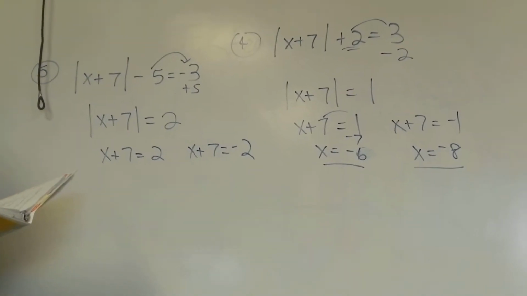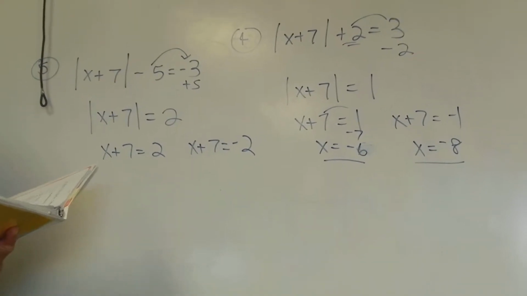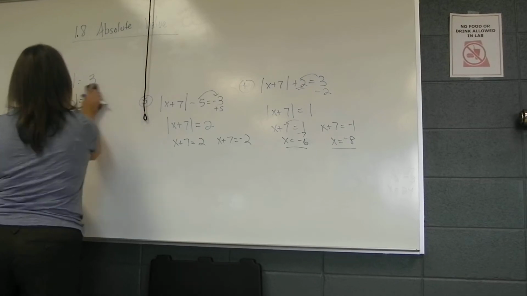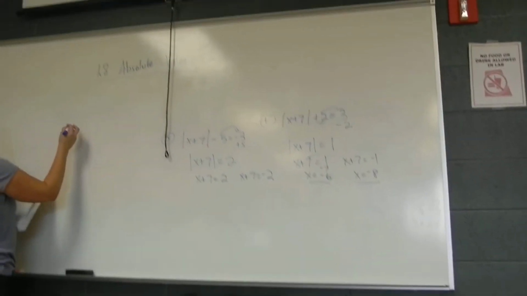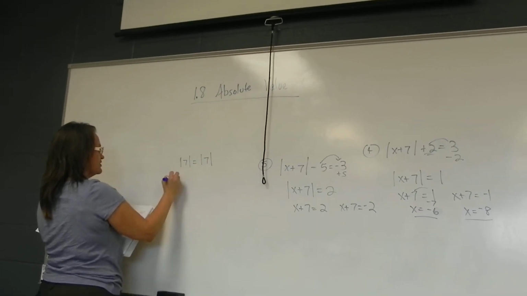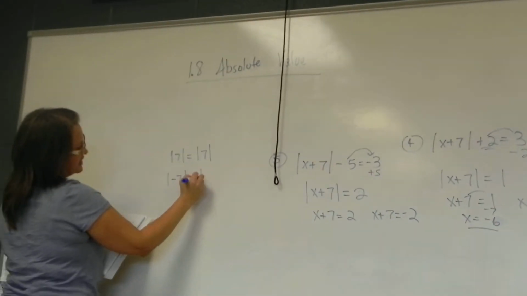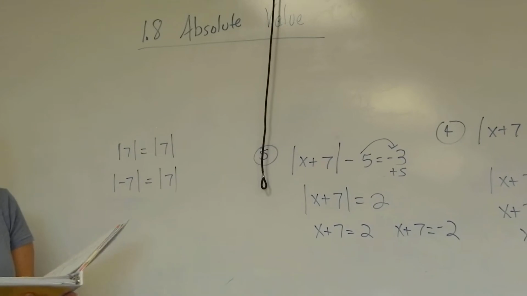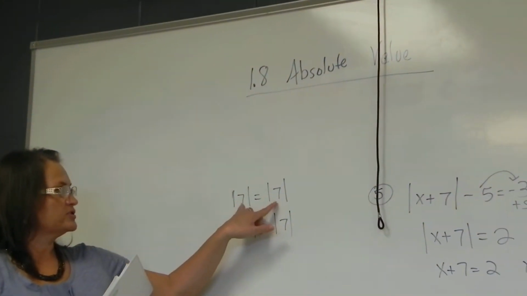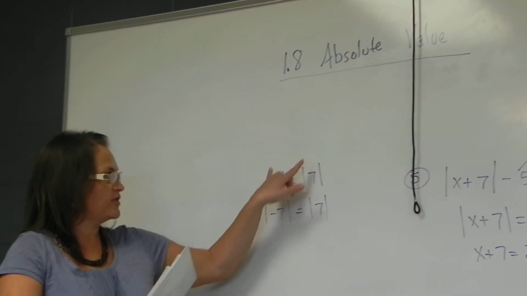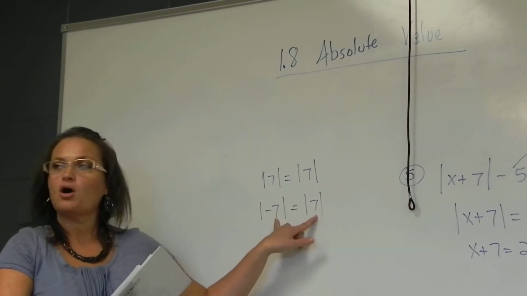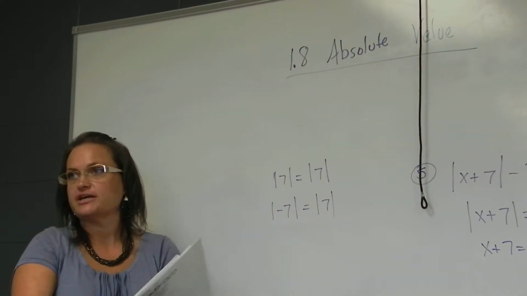All right, before I do the inequality part, just jump over a little bit. I want to show you the absolute equal to absolute method. So, the absolute value of 7 is equal to the absolute value of 7, or the absolute value of negative 7 is equal to the absolute value of 7. Let's think about those two statements. Two numbers that are the same quantity, their absolute values are the same, that's a true statement. Or if they were opposites of each other, that's a true statement.